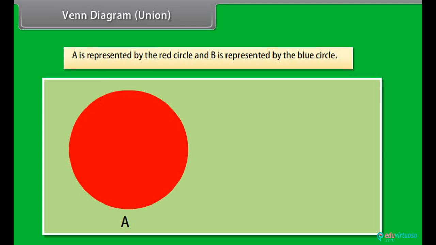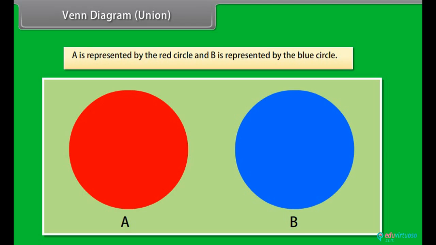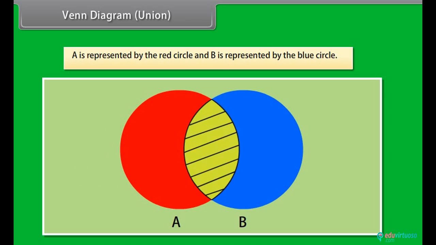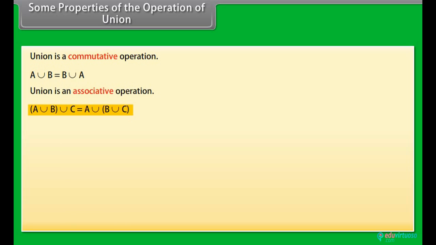Union. A is represented by the red circle and B is represented by the blue circle. The union consists of all points which are colored red or blue or yellow. Some properties of the operation of union. Union is a commutative operation. A union B is equal to B union A. Union is an associative operation. (A union B) union C is equal to A union (B union C).